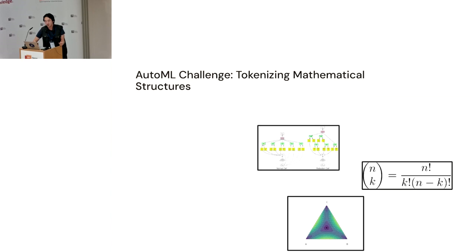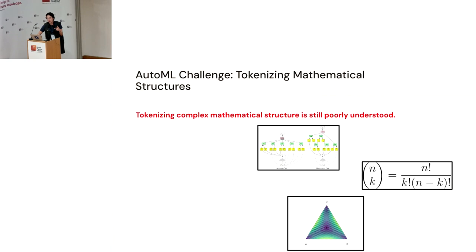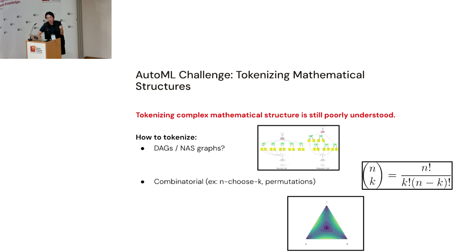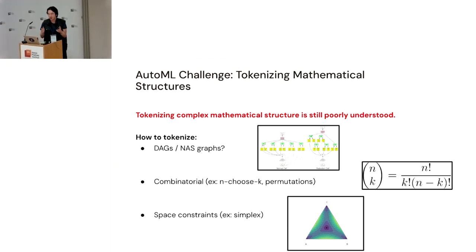So this is a deep challenge going on, and I can also extend it to certain mathematical structures, right? Because tokenizing more complicated mathematical structures is still poorly understood. For instance, as I mentioned before, how do you properly tokenize a directed acyclic graph, a DAG, or a NAS graph? Or for example, if you're doing combinatorial search, how do you tokenize those kinds of objects? And lastly, a lot of us do some sort of constrained optimization, right? Like we're optimizing around the simplex. How am I going to represent that as text or a list of tokens?